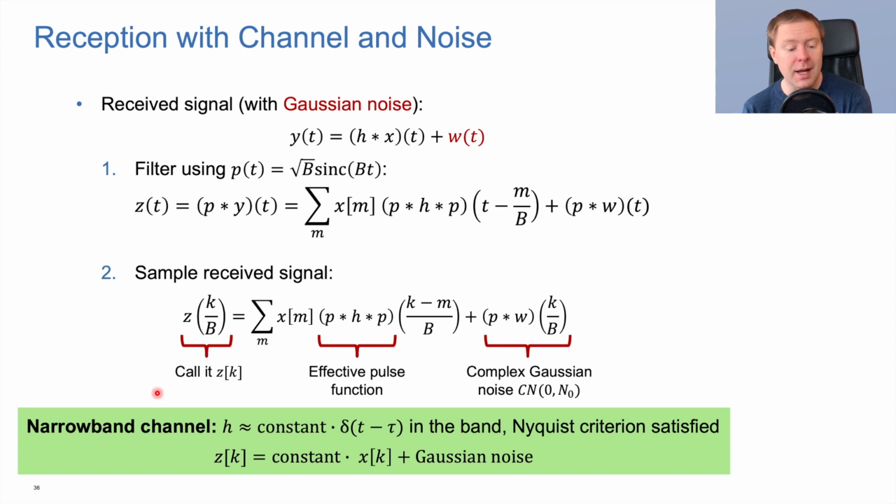But I will only consider what is known as narrowband channels, which are narrow enough in the bandwidth of interest so that h can be written as a constant multiplied with a delta function with a certain delay, tau. In that case, the Nyquist criterion is still satisfied because we still get only p here left, and the received signal will be y[k] equal to a constant multiplied with the transmitted signal plus Gaussian noise. So this is how we're developing the symbol-sampled complex Gaussian model in the narrowband.